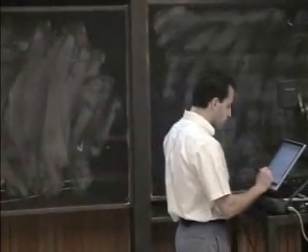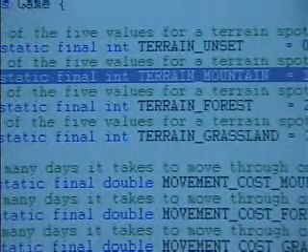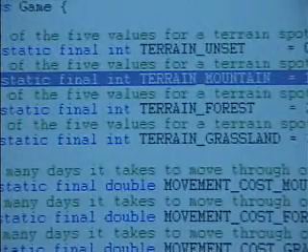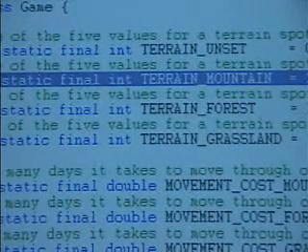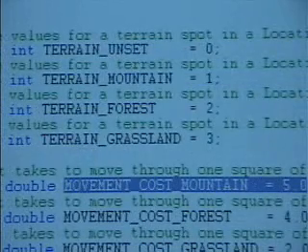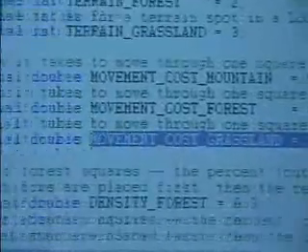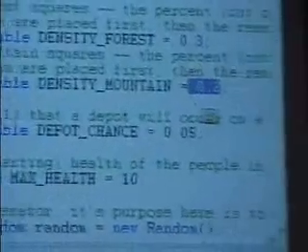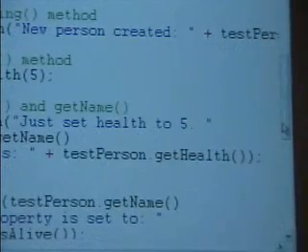But what some of these are, so the location keeps track of the terrain as an int. And that int is either going to be terrain mountain, terrain forest, or terrain grassland, which means 1, 2, or 3. And then each one of those has a cost for how much it costs to actually move across it. It's much harder to move across a mountain than it is grassland, for example, et cetera. What percentage of the map is forest, what percentage is mountains, and so on. That's all talked about in the homework.